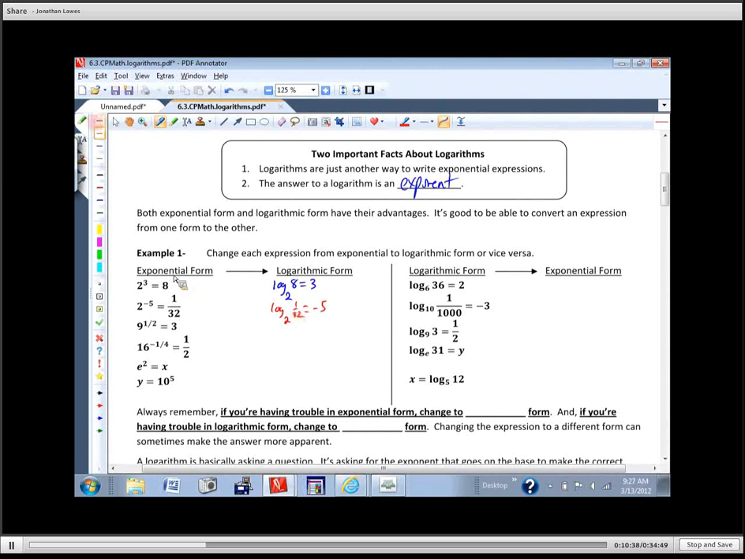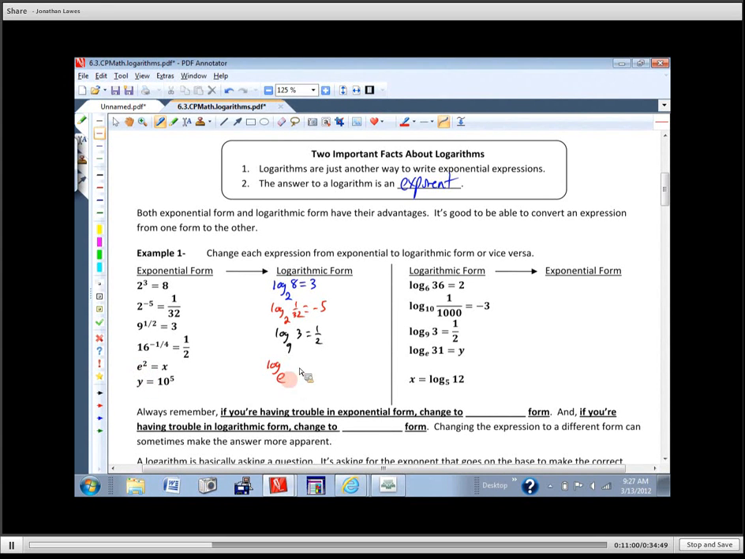Okay, the next one. This is going to be log base what? Log base 9 of 3 is the exponent of 1/2. Okay? I'm going to skip this one right here just for sake of space. If we do this right here, this is going to be log base. What's the base of the exponential? E, so that's going to be the base of our logarithm.